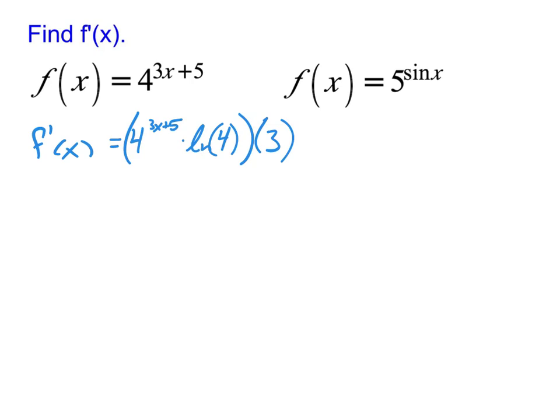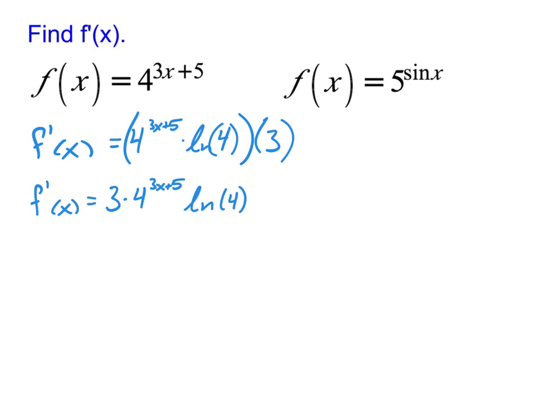So this is actually my derivative, which yes, we could clean up a little bit. And so I would go ahead and just call it f prime of x equals 3 times 4 to the 3x plus 5 ln of 4. All right, and so that one's done.